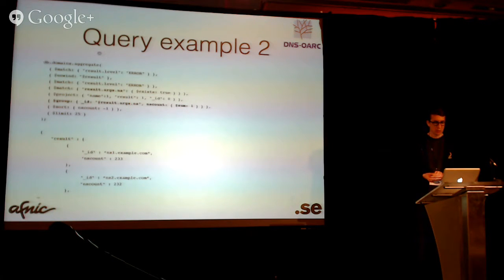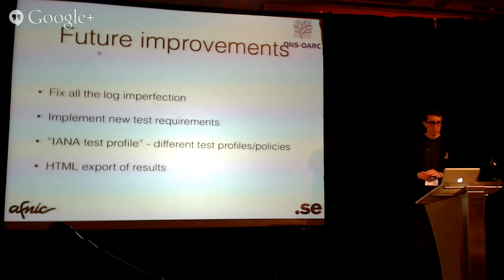So that's what we're working on improving, so that you can do analysis of a massive amount of domains and find common errors. Because one of my tasks at .se is to have a clean SE zone, where we improve or lower the number of errors in there. So we are working on fixing all the imperfections from the logs to make this even easier.